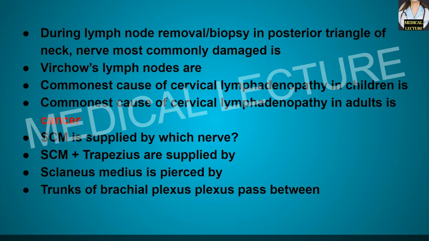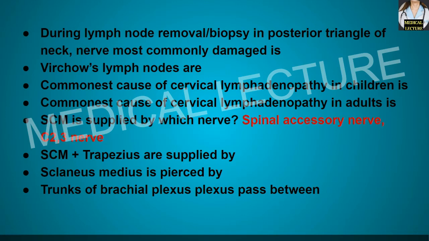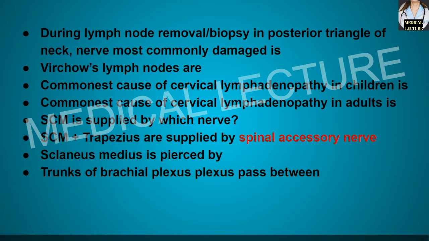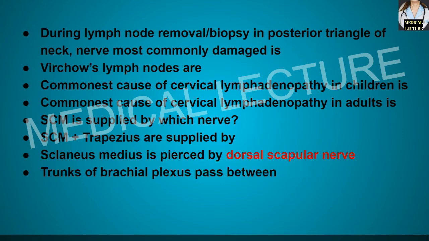Sternocleidomastoid muscle is supplied by which nerve? It is the spinal accessory nerve and the cervical 2nd and 3rd nerves. Sternocleidomastoid muscle and the trapezius muscle are supplied by the spinal accessory nerve. Scalenus medius is pierced by the dorsal scapular nerve. Trunks of the brachial plexus pass between scalenus anterior and the scalenus medius muscle.